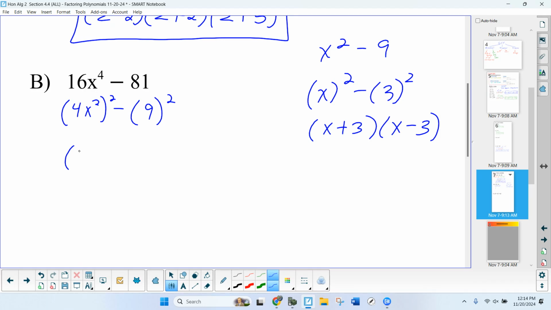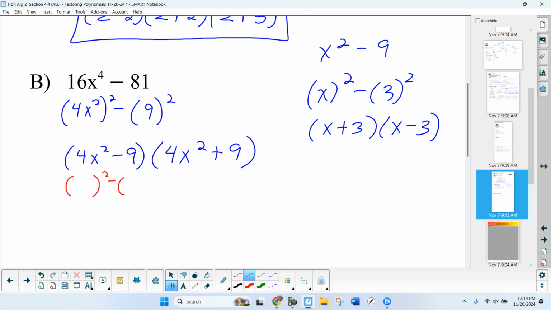4x squared minus 9, and then 4x squared plus 9. Are you good so far, Lucas? So far, and I said so far because we're not done. You have a binomial. This one is a plus. So the only thing you could do here is if you had a sum of cubes, but that's squared. So is this a sum of cubes? Is this a difference of squares again, Lucas?